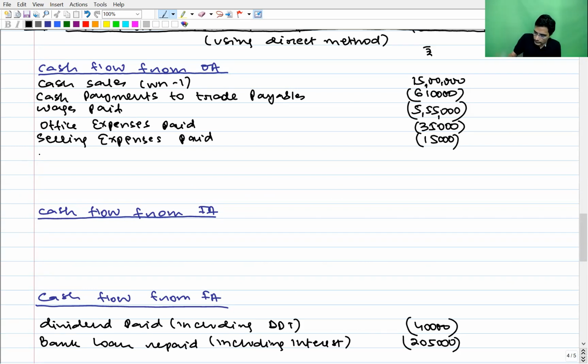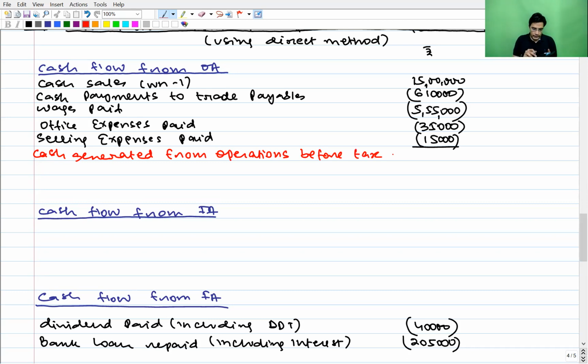So minus, this will be called cash generated from operations before tax. Cash generated from operations before tax. 15 lakh minus 6 lakh 10 minus 55,000 minus 35 minus 15. So it's coming to 2,85,000.